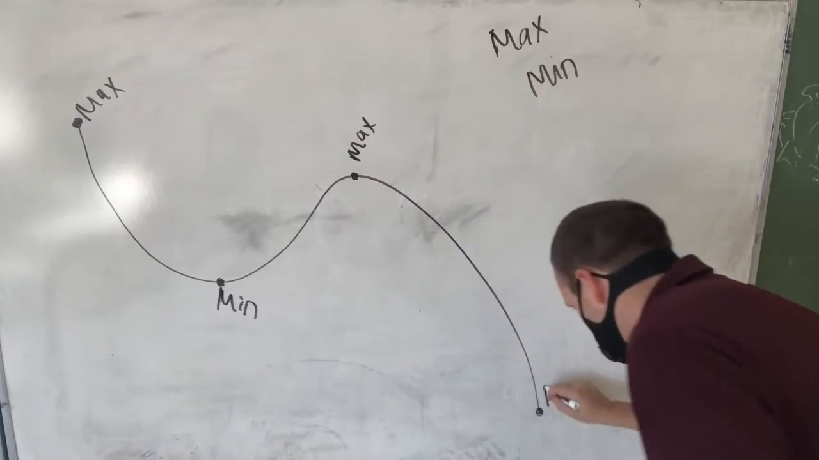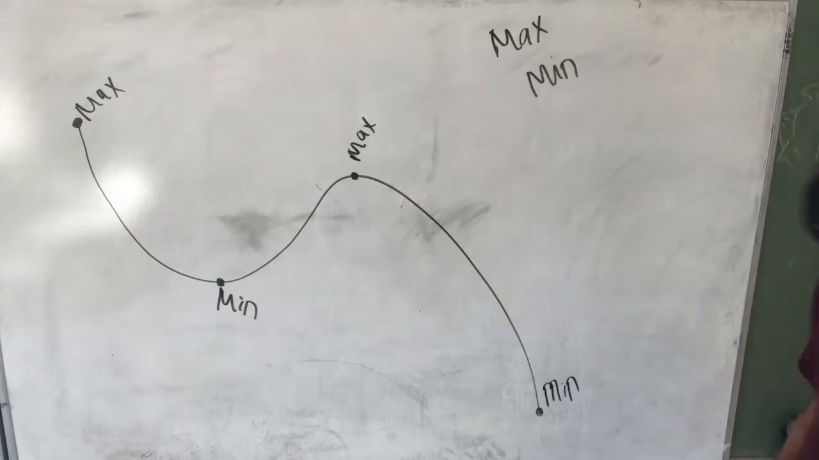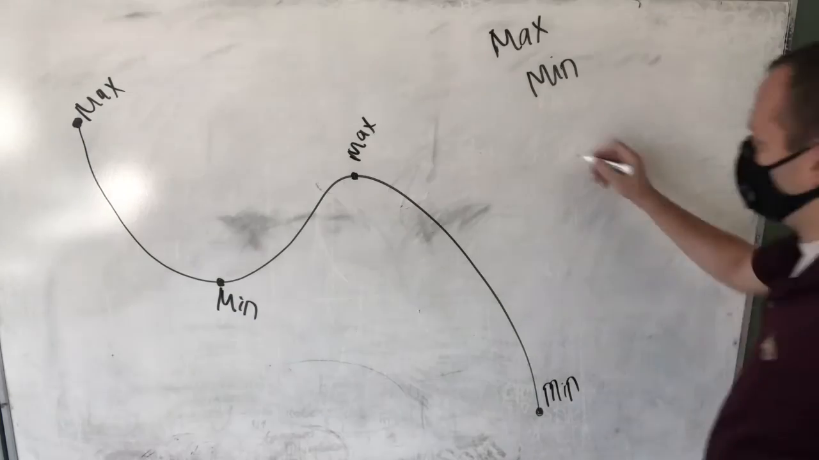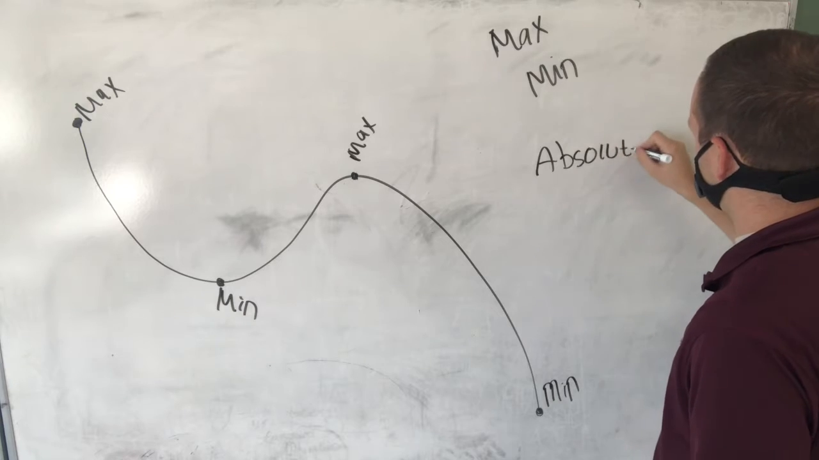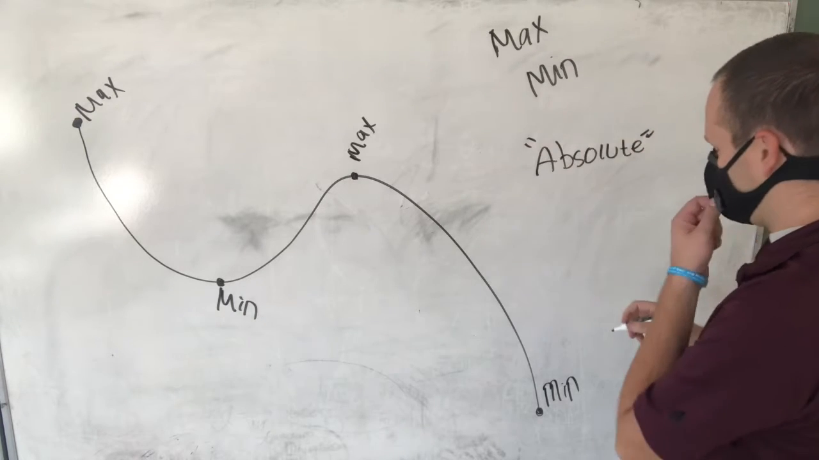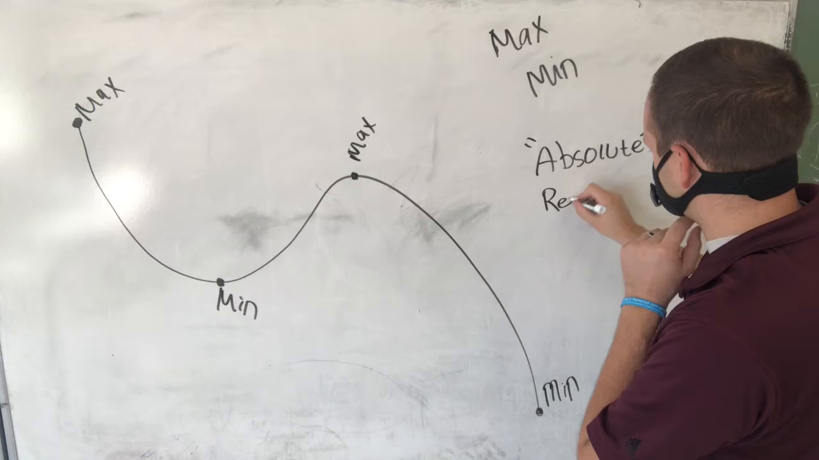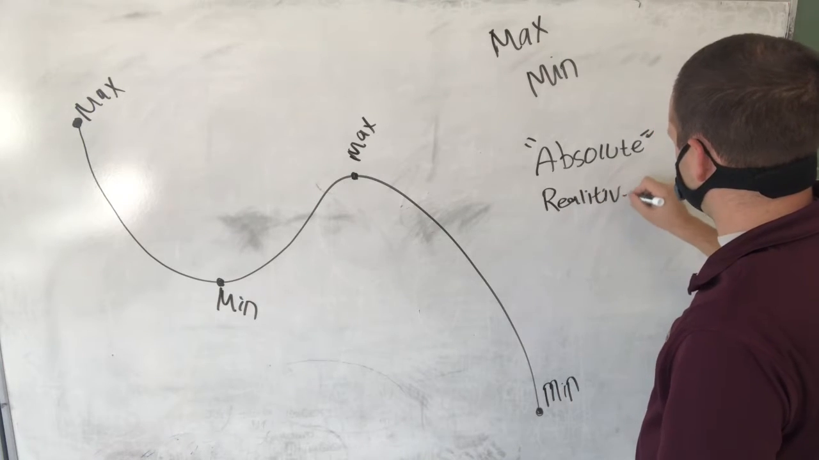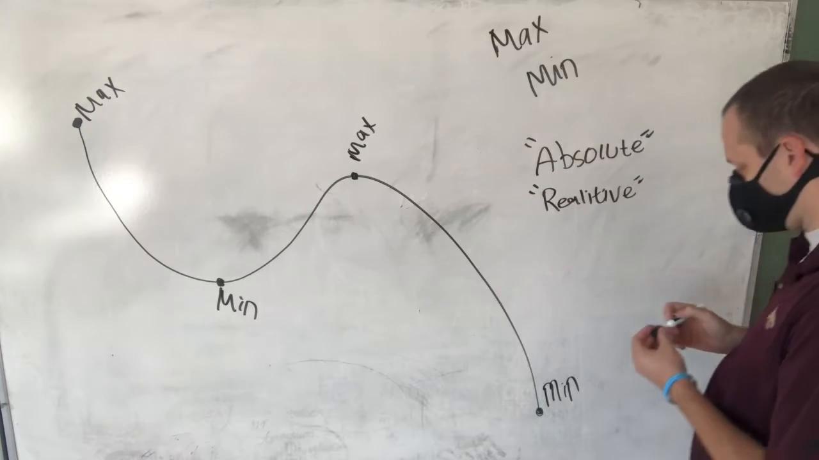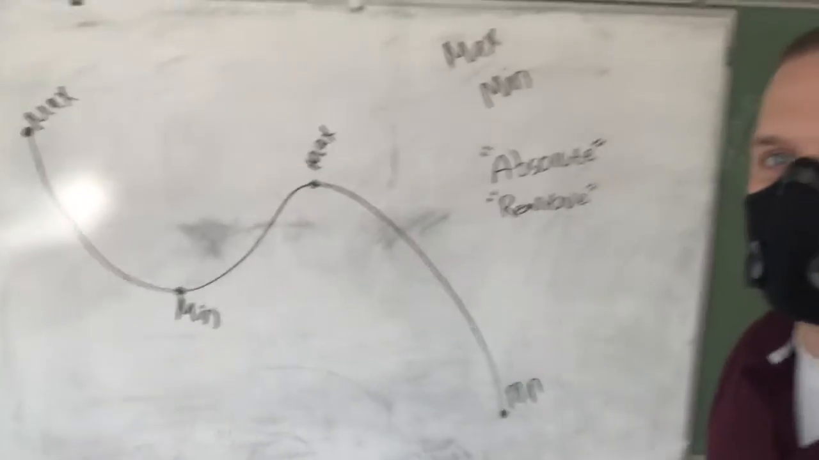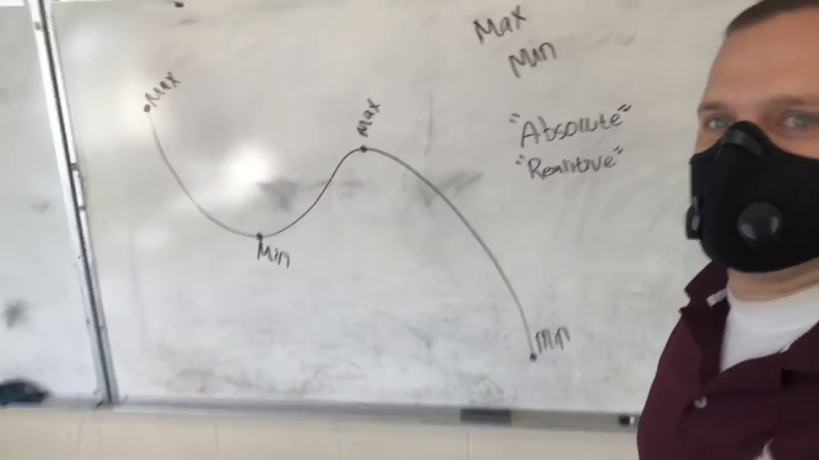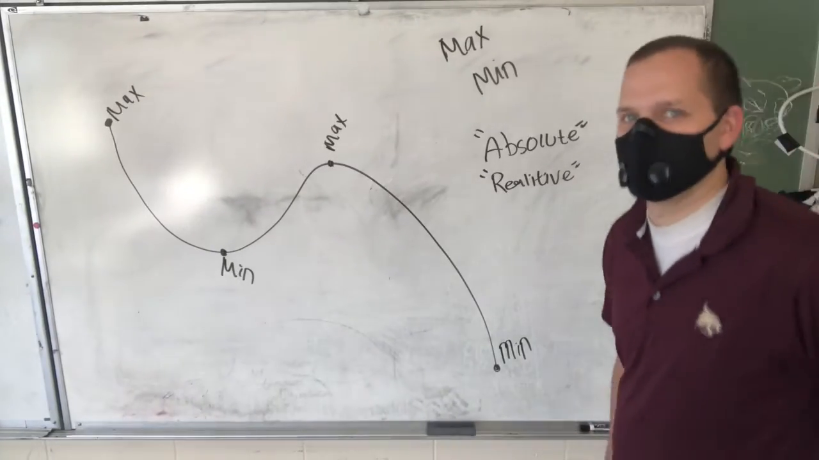All right, and minimums. So now we need to talk about the difference of absolute and relative. Okay, we have absolute maximums, minimums. We have relative maximum, minimums. I'm going to move this back just a little bit more. There you go. So I can stand off to the side of it.